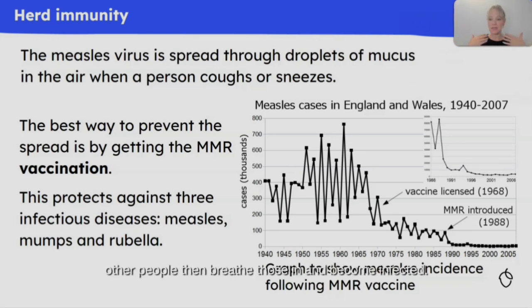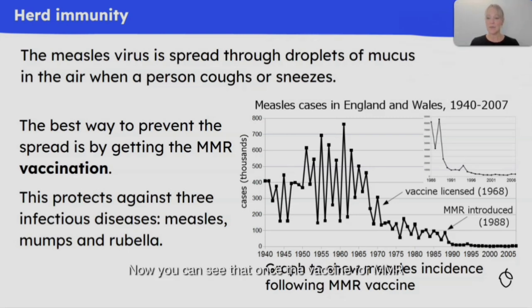Other people then breathe those in and become infected. The best way to prevent the spread of measles is getting the MMR vaccine. We usually get it when we are babies, and so you don't even know that you've had it. This protects us against 3 different diseases: measles, mumps and rubella, hence MMR.